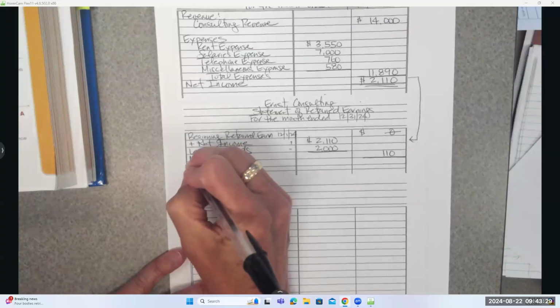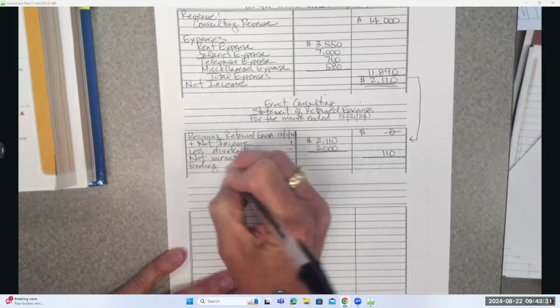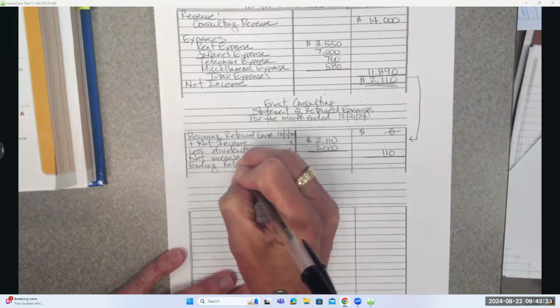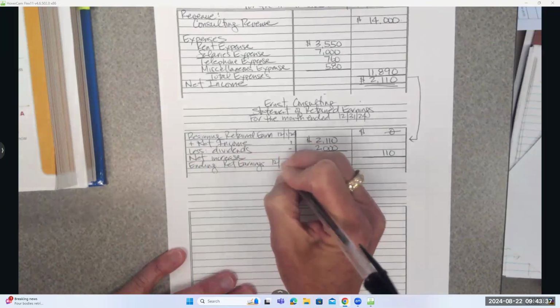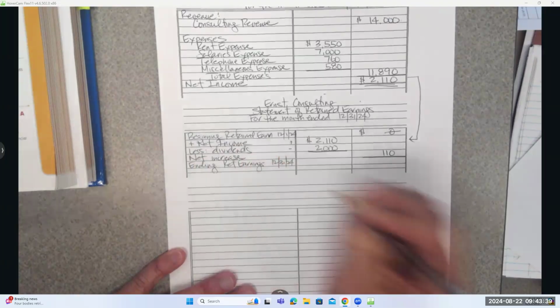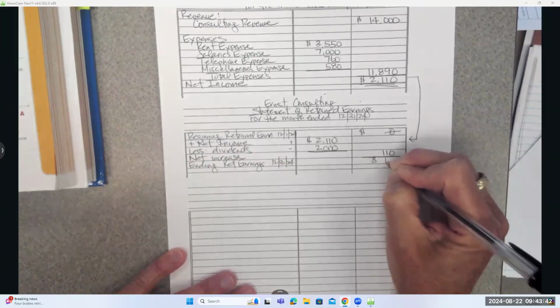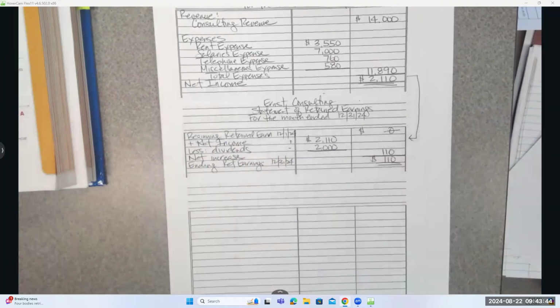Which gives us ending retained earnings of 110, at 12/31/14. So our retained earnings went from 0 to 110 because of the operations of our first month of business.